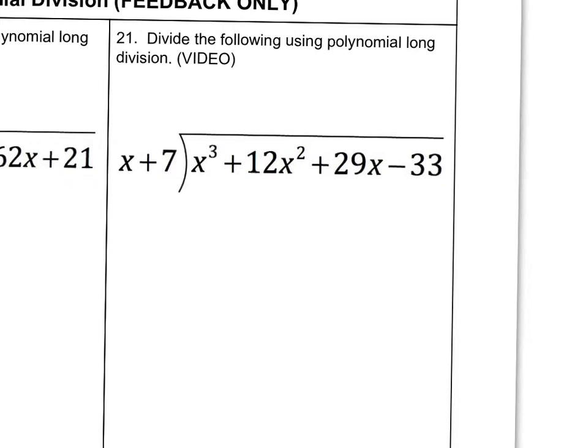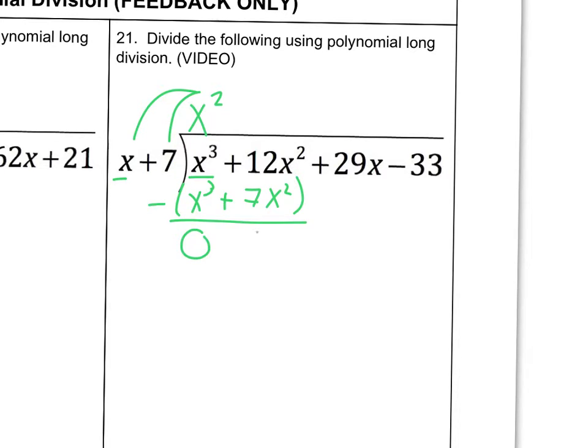I have to figure out what multiplies by x to get to x cubed, and that's going to be x squared. I'm going to distribute that down. That gives me x cubed plus 7x squared. I'm going to subtract, and when I do that I get 0 and 5x squared. Bring down the next piece, so plus 29x. I then repeat the process. x to get to 5x squared is going to be plus 5x.